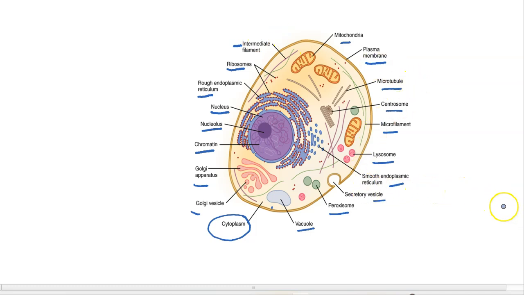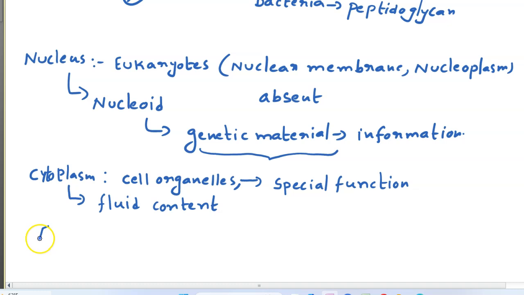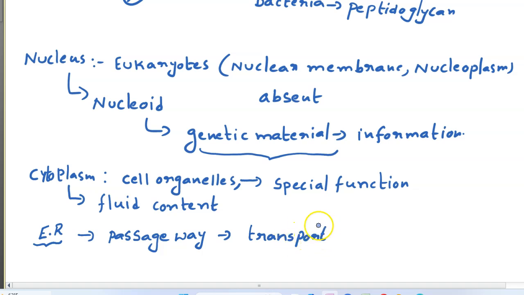Let us consider some of them as mentioned in class 9. One is endoplasmic reticulum, abbreviated as ER, which acts as a passageway in the cell cytoplasm and performs two major functions. One is intracellular transport of proteins. And the other function is manufacturing. It acts as a manufacturing unit and transports the proteins that are modified towards the surface of the cell.